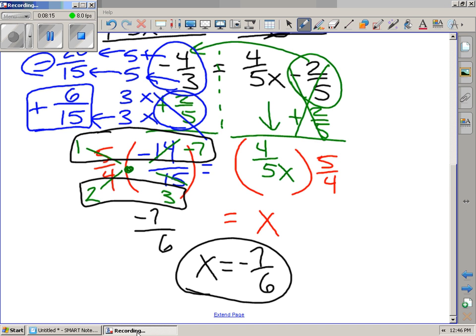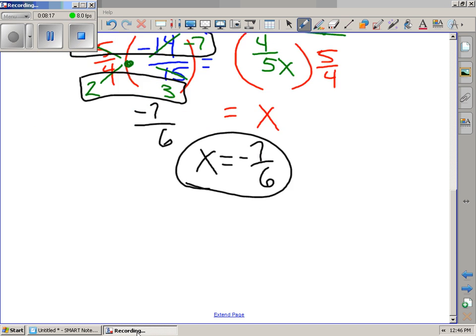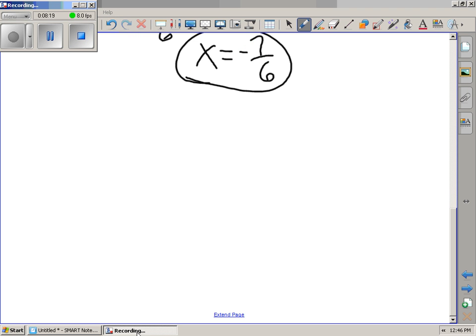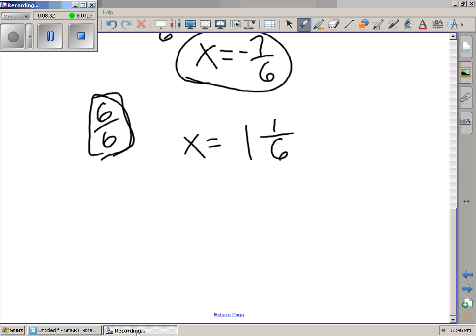We could also write it as a mixed number. So x equals, we can get 1 out of that. So we use 6 out of 6 to get our 1. So we have 1 left over. So you could also have had x equals -1 and 1/6.